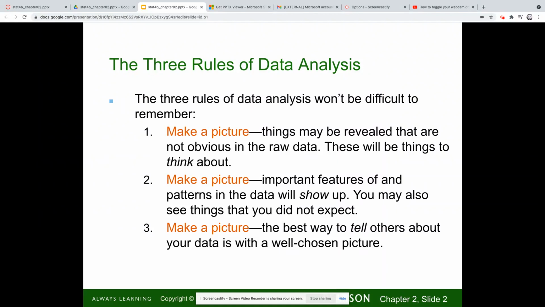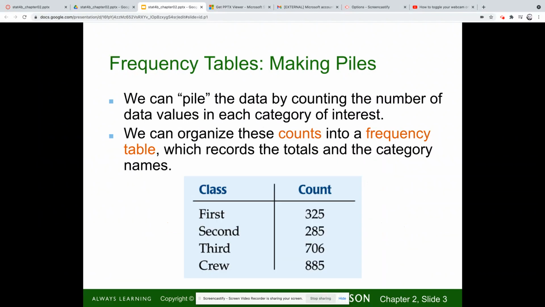1, make a picture. Things may be revealed that are not obvious in the raw data. These will be things to think about. 2, make a picture. No mistake there. Important features of patterns in the data will show up. You may also see things that you did not expect. 3, rule 3, make a picture. The best way to tell others about your data is a well-chosen picture.